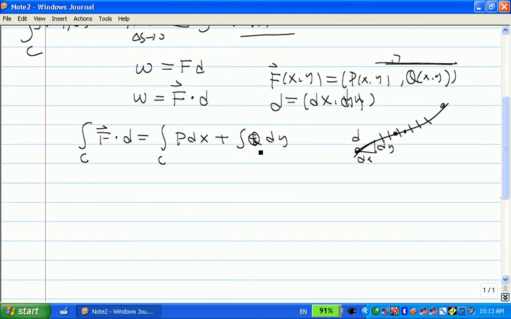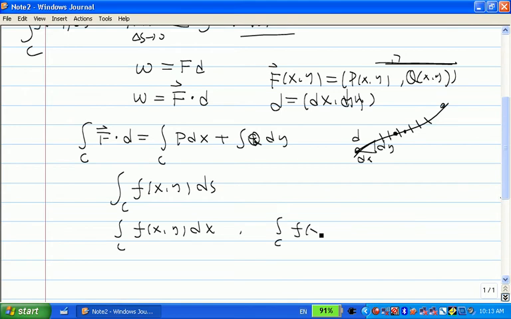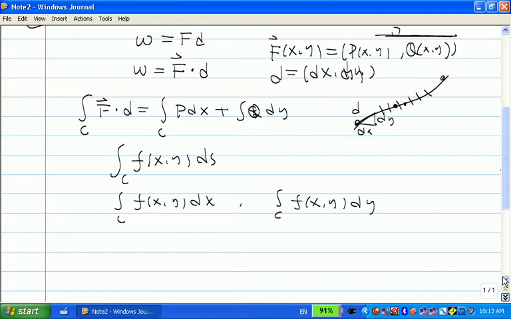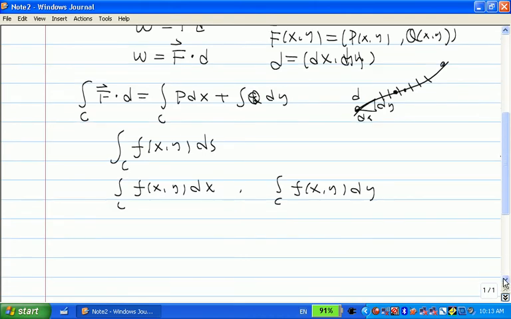If Q is 0, basically we get integrals like this: f(x, y) ds, or f(x, y) dx, or f(x, y) dy. So we got several kinds of integral. And I told you the definition. Now the question is, how do we calculate these line integrals?